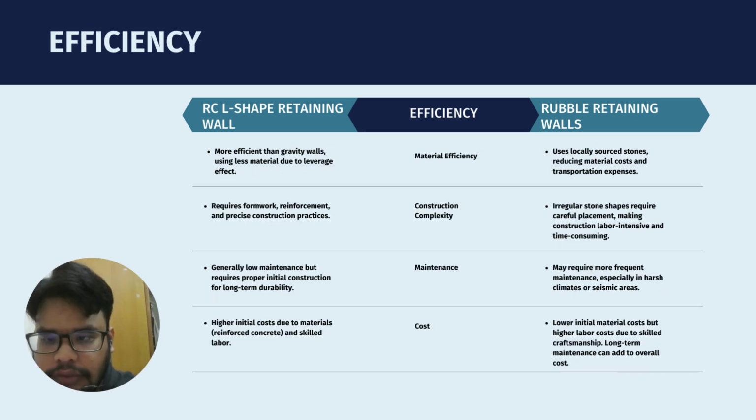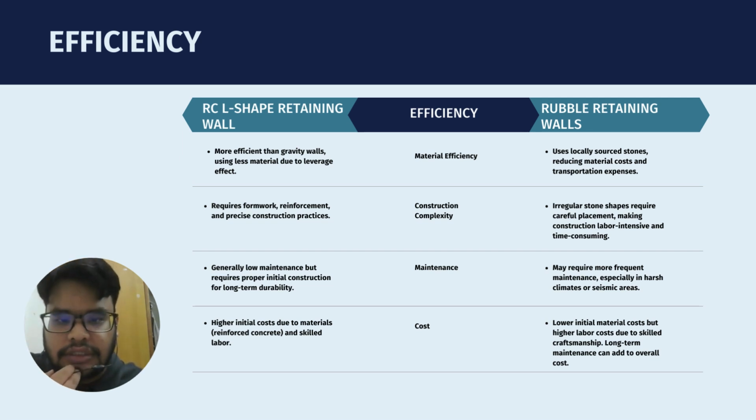Now I will continue with efficiency. In terms of efficiency, RCL-shaped walls are more material efficient due to the leverage effect, although they require precise construction procedures. Rubble walls use locally sourced stone, reducing material costs and transportation expenses, but their construction is labor-intensive due to the need for careful placement of irregular stone shapes.